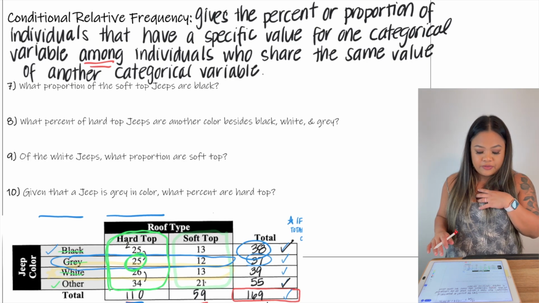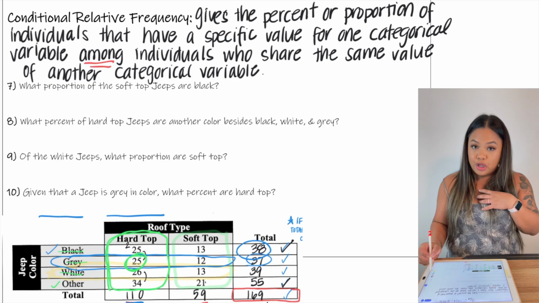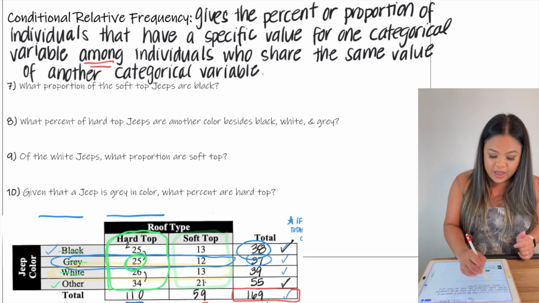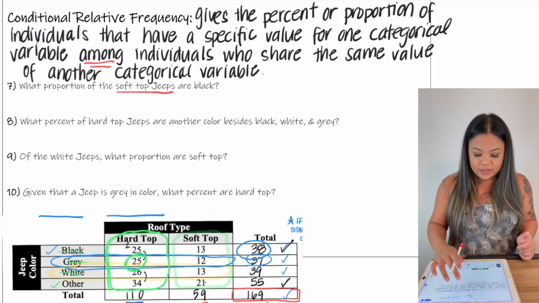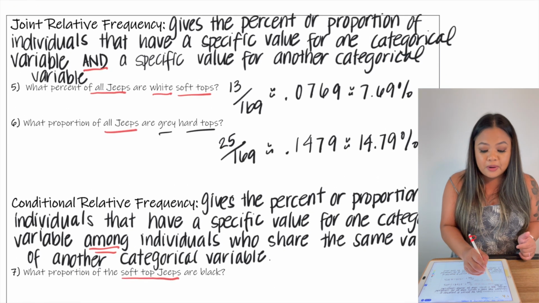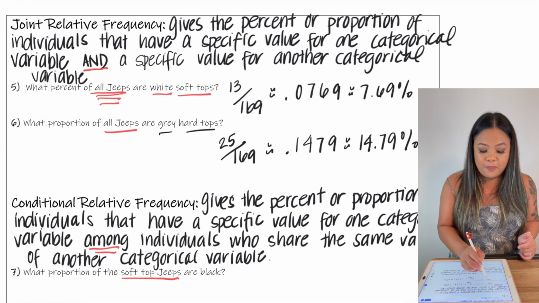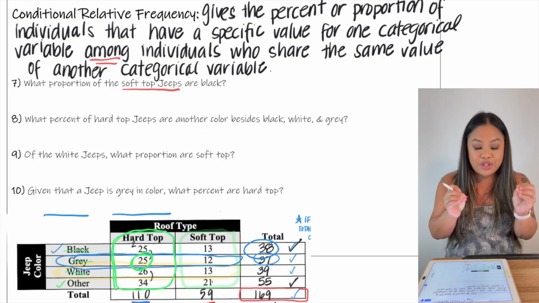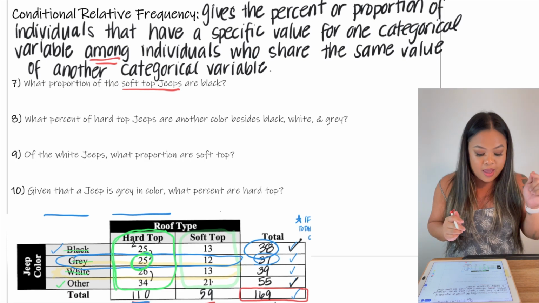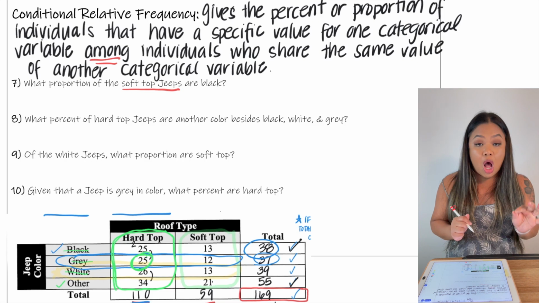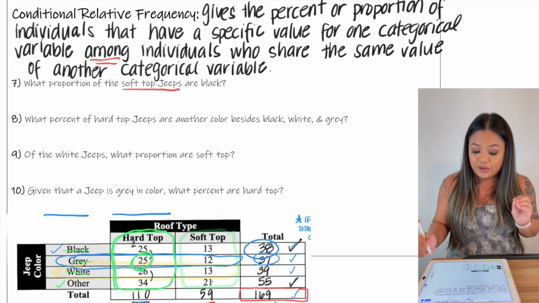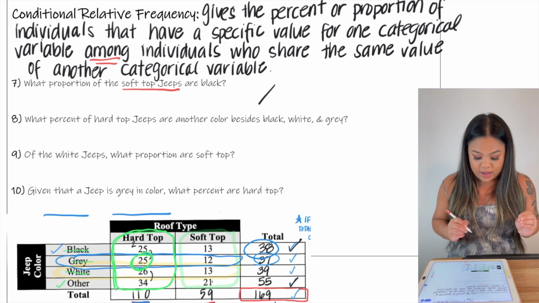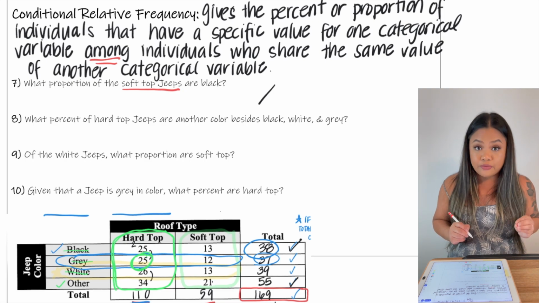What proportion of the soft top Jeeps are black? If you look at the question, it says what proportion of the soft top Jeeps, so that's different than the ones we did before. Let me scroll down real quick. This says what percent of all Jeeps, what proportion of all Jeeps. We were looking at all of them, 169 of them. For conditional relative frequency, it's only going to talk about a certain group. For number 7, what proportion of soft top Jeeps? So that tells you your denominator is going to change. It's not going to be 169 at the bottom anymore. It's going to be whatever the total is for soft top Jeeps.